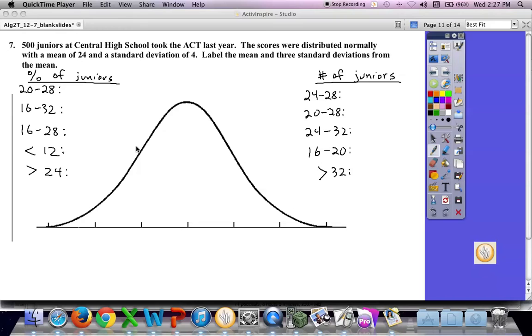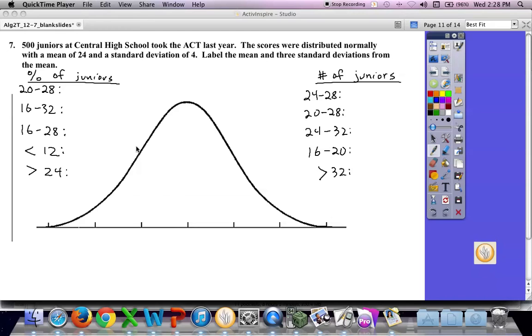So these, we're going to do in class today, number 7. Homework is going to be number 8, and it's almost identical kind of problem, right? So this one says 500 juniors at Central High School took the ACT last year. The scores were distributed normally with a mean of 24 and a standard deviation of 4. Label the mean and 3 standard deviations from the mean.